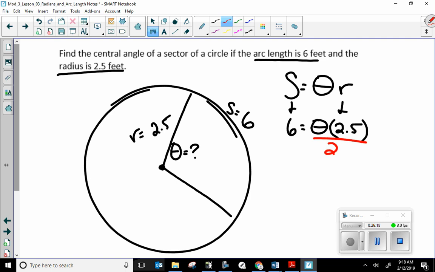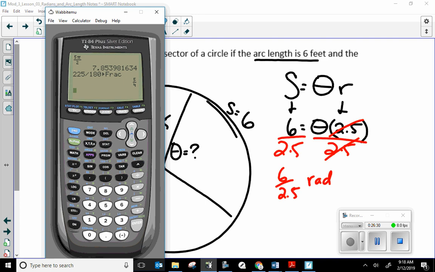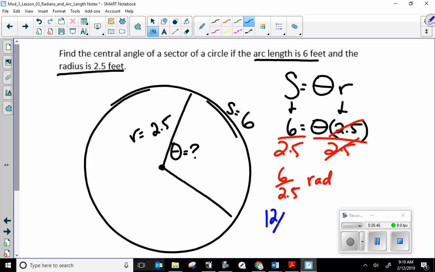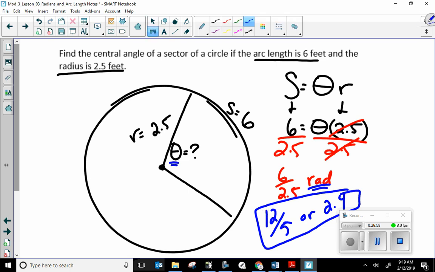If I divide this side by 2.5 and I divide this side by 2.5, it's 6 over 2.5, and that's in radians. If I wanted to reduce that, let's take 6 and divide it by 2.5. You get 2.4. That's 12 over 5 or 2.4. Either one is acceptable, because they're both exact. That decimal does not go on forever. But please make sure you label it radians. This angle is always in radians.